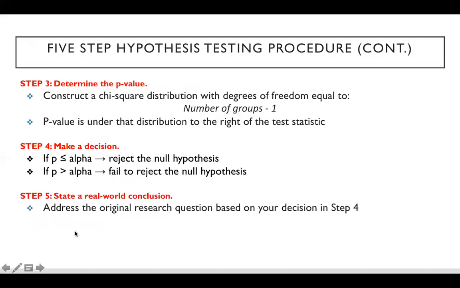Step 3, determine the p-value. So construct a chi-square distribution with degrees of freedom. Your degrees of freedom is equal to the number of groups minus 1. And again, you're going to take a right-tailed test to determine your p-value. Then finally, it's the same procedure from here. Decide whether to reject or fail to reject the null hypothesis based on your alpha level. And then state a real-world conclusion, just addressing your original research question.